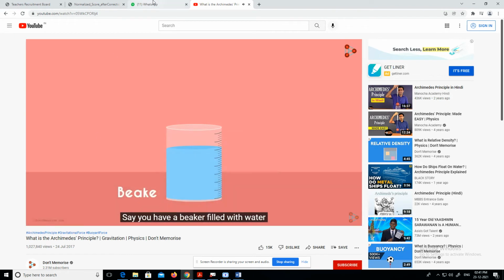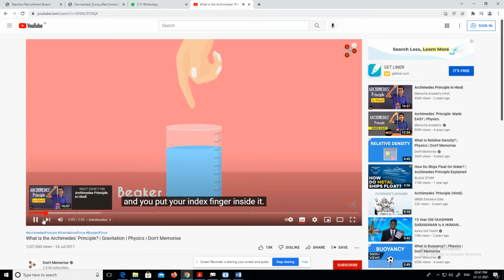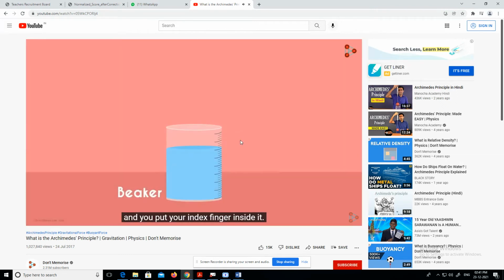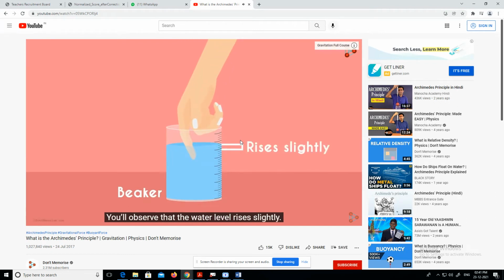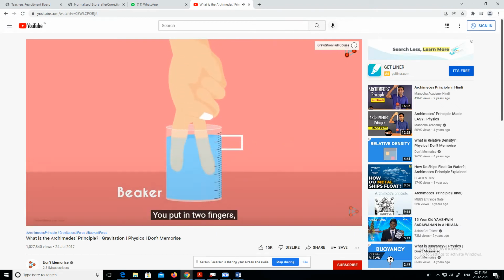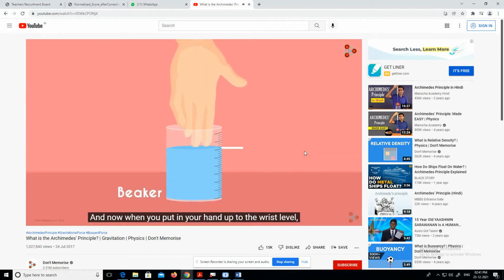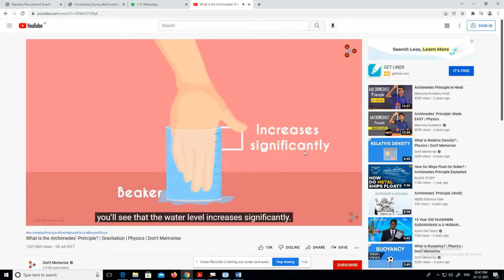Just listen to this video carefully. This is a basic concept of Archimedes principle. Just watch. Say you have a beaker filled with water and you put your index finger inside it. You'll observe that the water level rises slightly. You put in 2 fingers, the water level rises a bit more. And now when you put in your hand up to the wrist level, you'll see that the water level increases significantly.